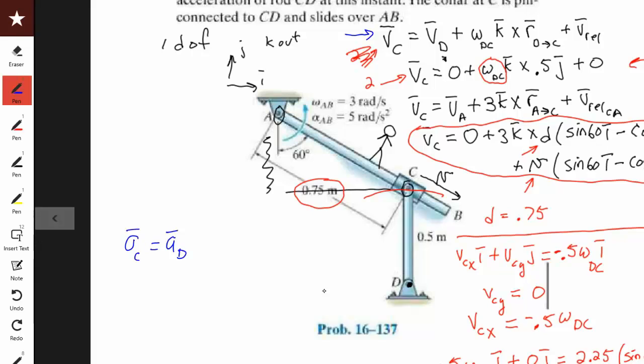Got to remember that those are vectors, just so I don't screw something up. Plus alpha of DC cross R from D to C, minus omega DC squared R D to C, plus 2 omega cross V rel, and between D and C there is no V rel, plus an A rel, so those are gone as well between D and C. So I mimicked that equation.